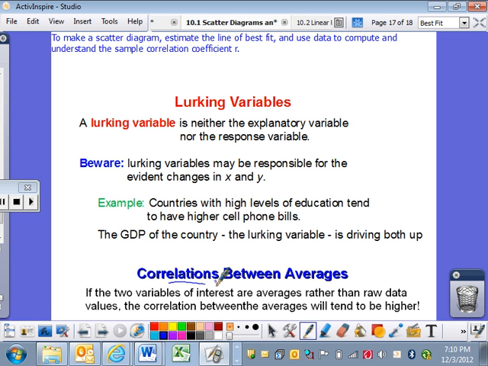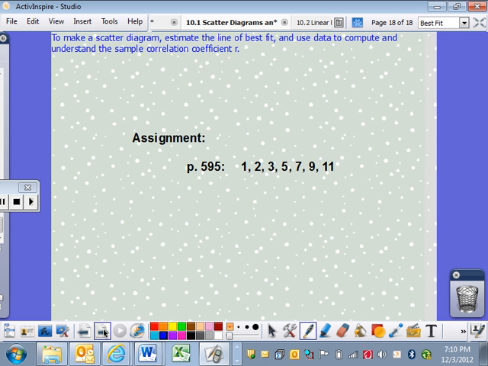Correlation between averages is going to make the correlation higher when you have averages, because you get rid of your outliers, basically, is kind of the idea, so your correlation should be better. So these are just a few things. You will have a few questions about lurking variables. Please don't lose sleep over some of those questions, but it's just the idea of thinking about that.